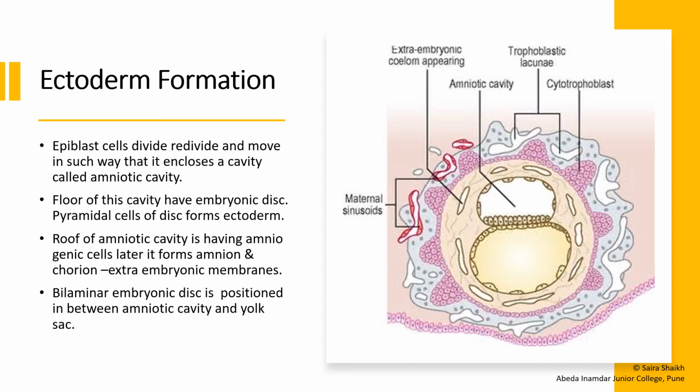The floor of this amniotic cavity, the pyramidal cells which are present, these pyramidal cells are going to develop into the ectoderm, which is a germ layer.